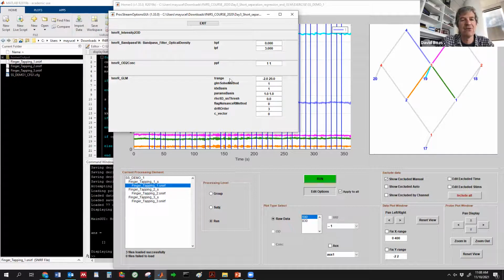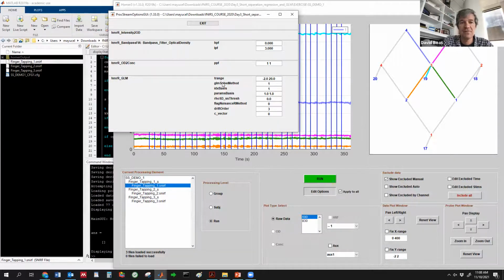Here we can now look at each of the parameters for the GLM. So we have the time range, right? We're doing that from -2 to 20 seconds. If you look at slide 34, if you have downloaded that, you can see the parameters we're using, but I'll step through it. So T range is -2 to 20.